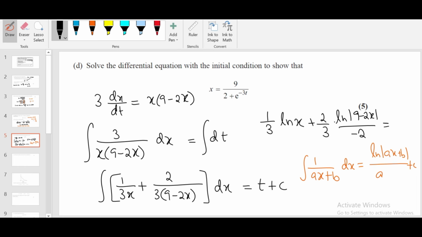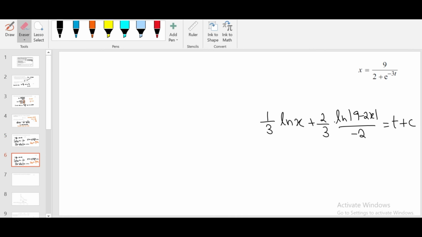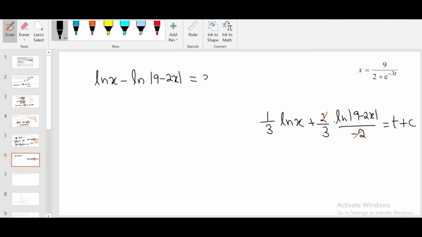You don't need to put plus c both sides. One side you add plus c, that's enough. So that's all. We need to simplify this, make x as a subject. So we have this step. When we cancel 2, the plus into minus becomes minus. I'm going to multiply throughout by 3. So it becomes ln x minus ln modulus 9 minus 2x is equal to 3t plus 3c. 3c is also a constant, so I'm going to just keep it as c.